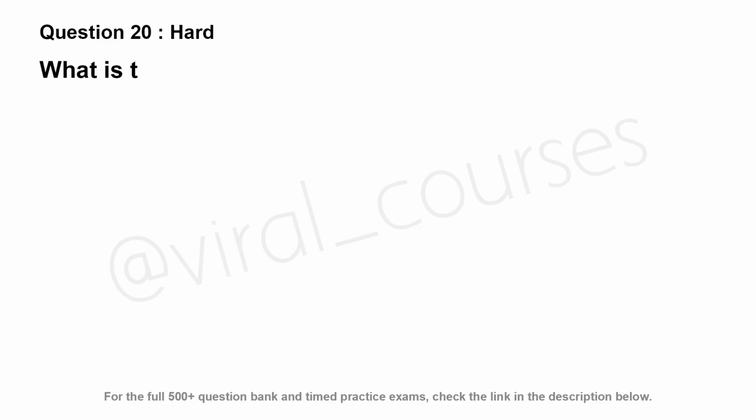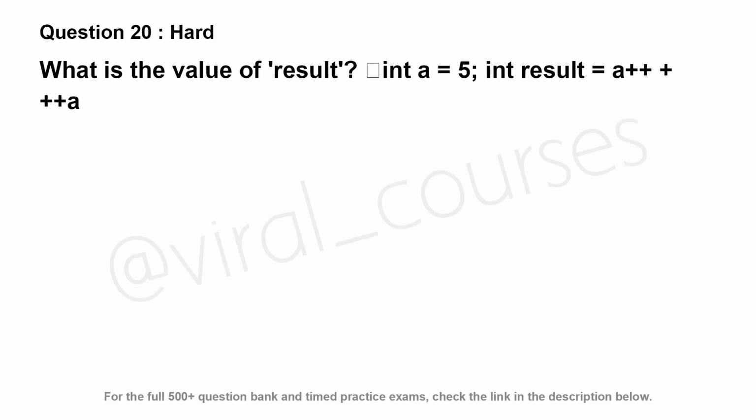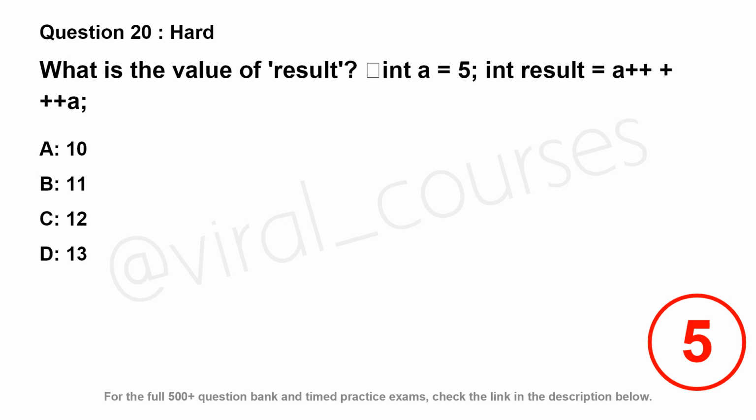What is the value of result? int a = 5; int result = a + a. Option A, 10. Option B, 11. Option C, 12. Option D, 13.